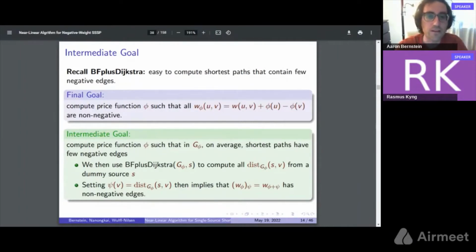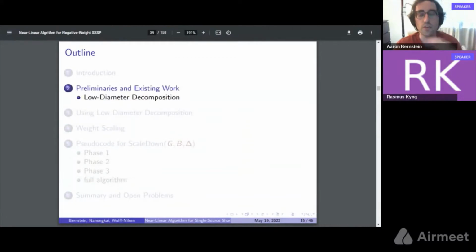Okay, so those are the two easy preliminaries that we use. Those are just from basic shortest path tools. There's one slightly more complicated existing technique that we need, which is low diameter decomposition.